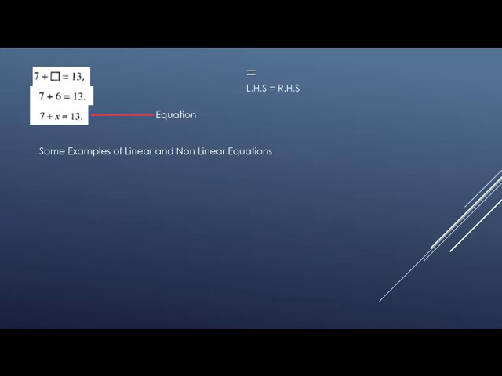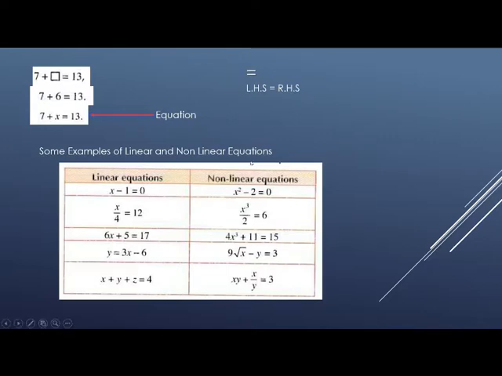Some more examples of linear and non-linear equations are in this chart. We have one column of linear equations and one of non-linear equations. What you are noticing: x minus 1 is equal to 0. Here we have x, and the power of x is 1. Similarly, every variable here has a single power of 1. There is no square, cube, or square root or anything else. So this is the main identification of a linear equation.